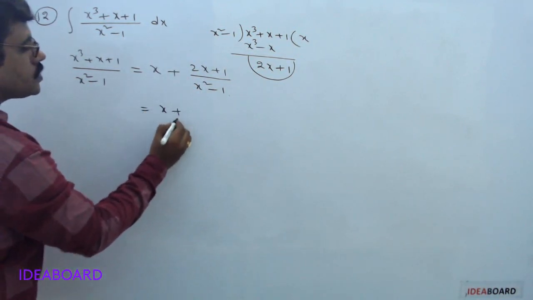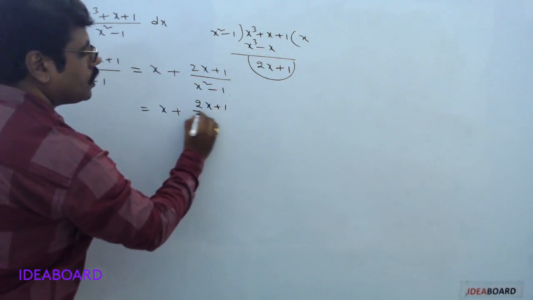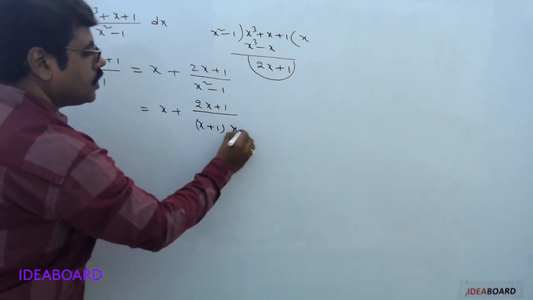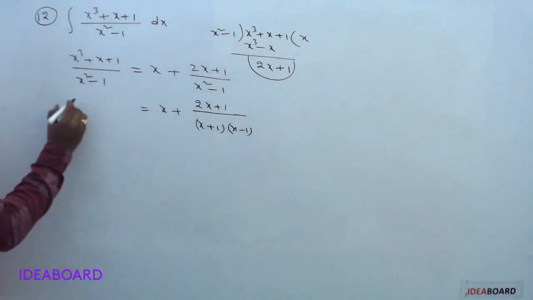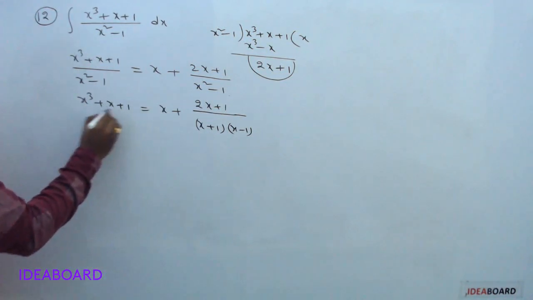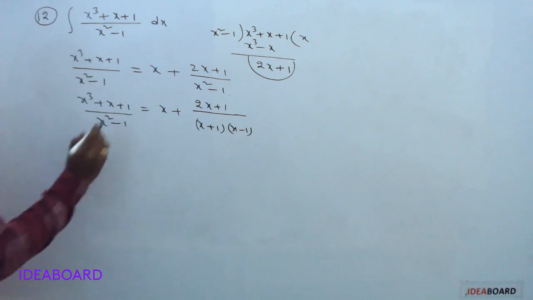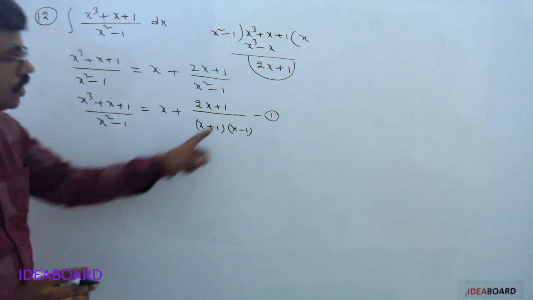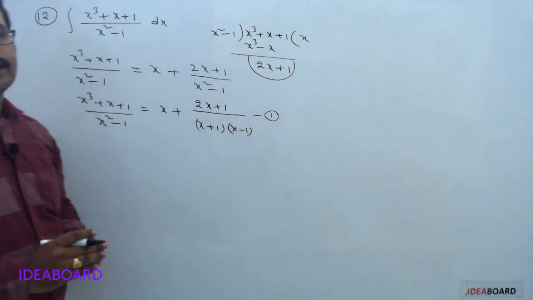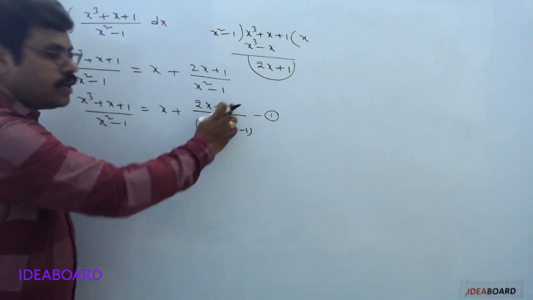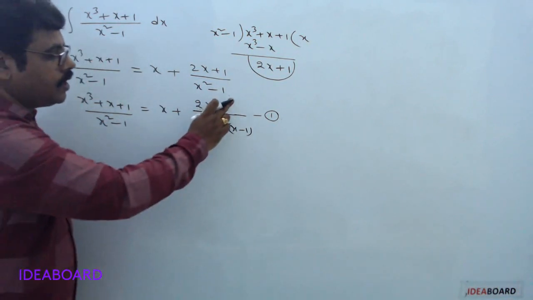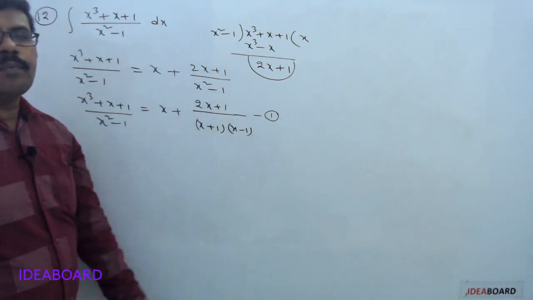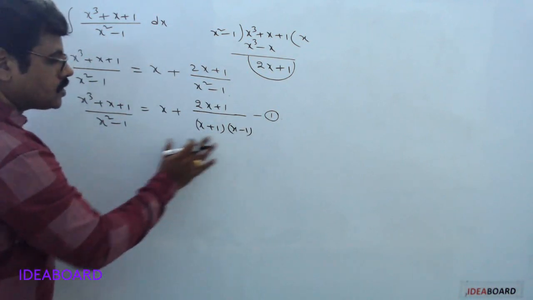Now x plus (2x plus 1) divided by x square minus 1 can be expressed as x plus (2x plus 1) divided by (x plus 1) into (x minus 1). So the LHS part, x cube plus x plus 1 divided by x square minus 1, call it equation 1. Now observe that it is a proper fraction, because the numerator has degree 1 and the denominator has degree 2. Clearly the degree of the numerator is less than the degree of the denominator, so it is a proper fraction. Now take this proper fraction separately.